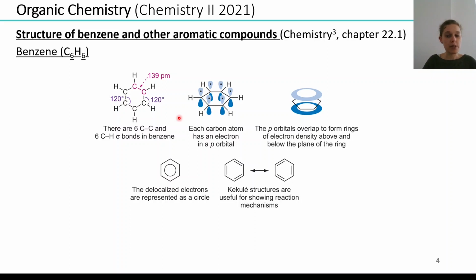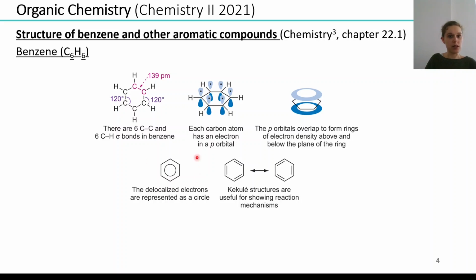Each of the sp2 hybridized carbon atoms has an unhybridized p orbital at a right angle to the ring plane. This is indicated here. Each of these unhybridized p orbitals contains one electron. And as you can see here, all these p orbitals are close enough to the neighboring p orbitals so that they can overlap and form one ring above and one ring below the ring plane. In these rings, the electrons are delocalized, that means they are spread out and not localized at a certain carbon atom. These electrons are also called pi electrons.